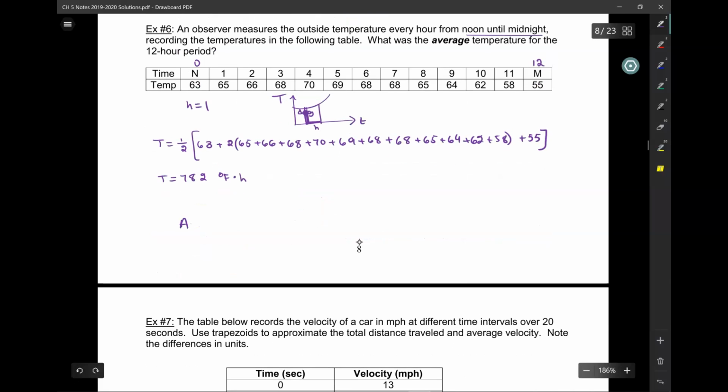So the average is 782 over 12, which is approximately 65.167. Now, as far as just adding them up and dividing by 12, you can do that with tests because you have distinct test scores. Your tests are not a continuum over the whole semester. But this temperature here is a continuum. When you graph the temperatures, the curve should look like that. They are not distinct data points.